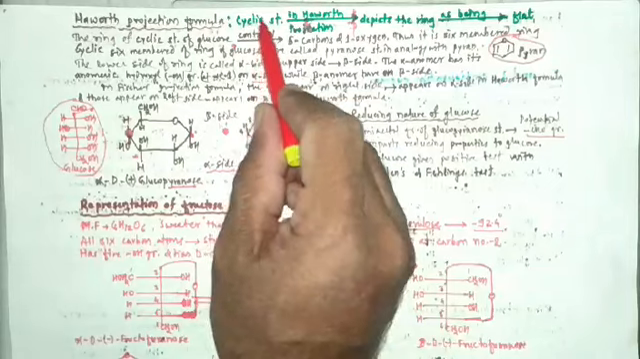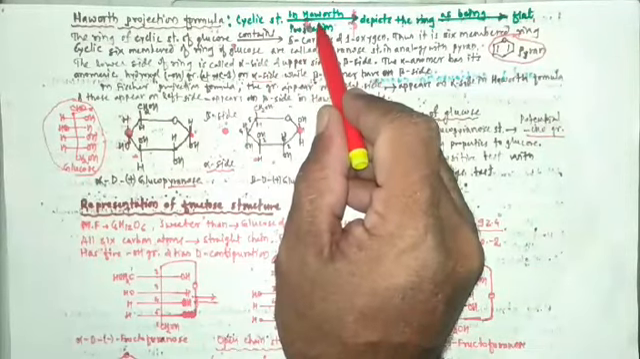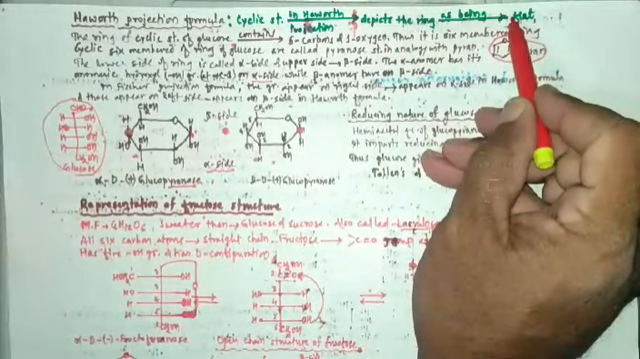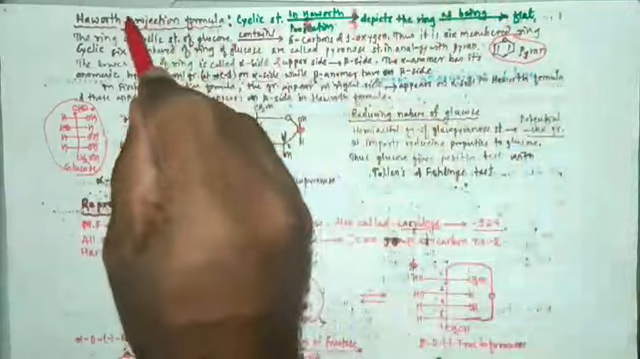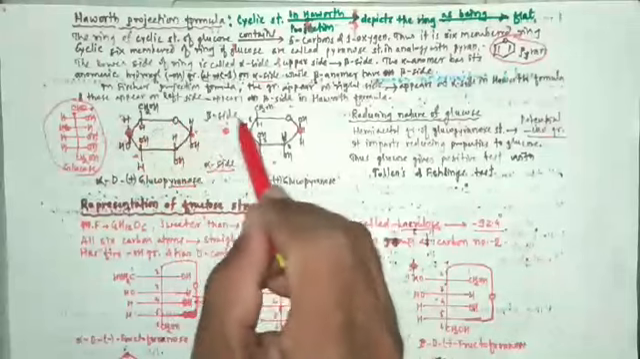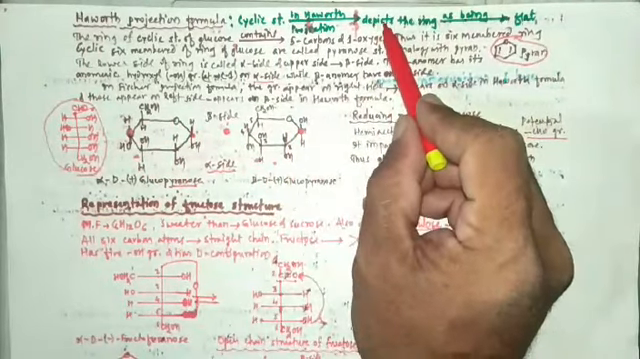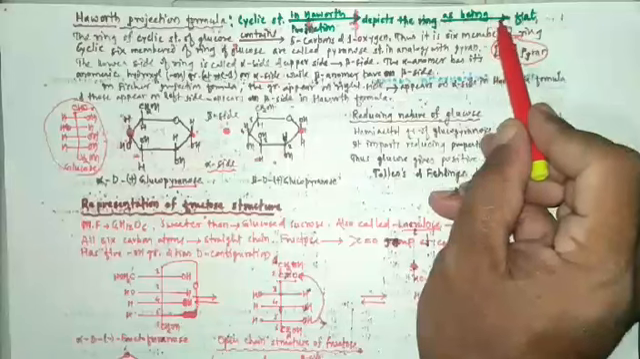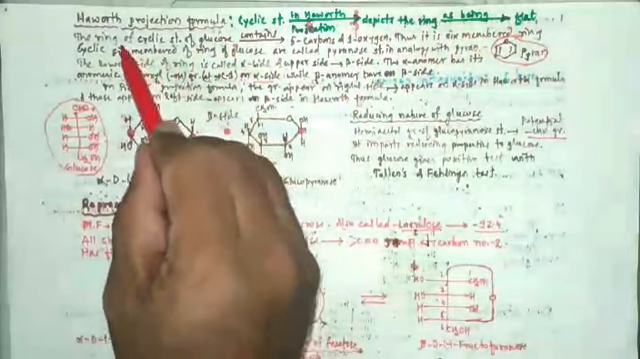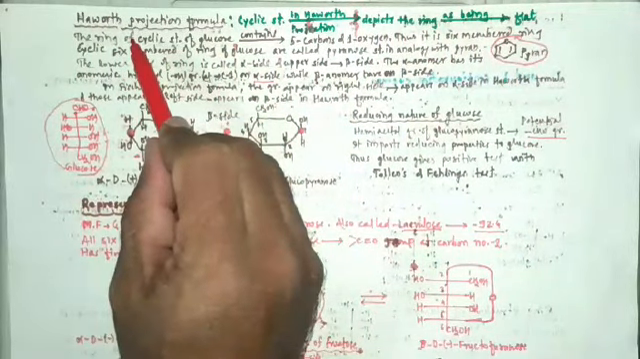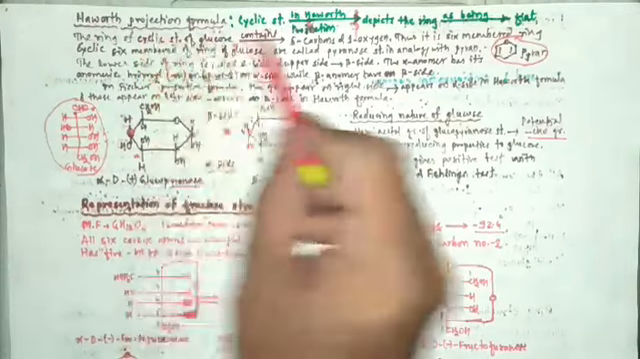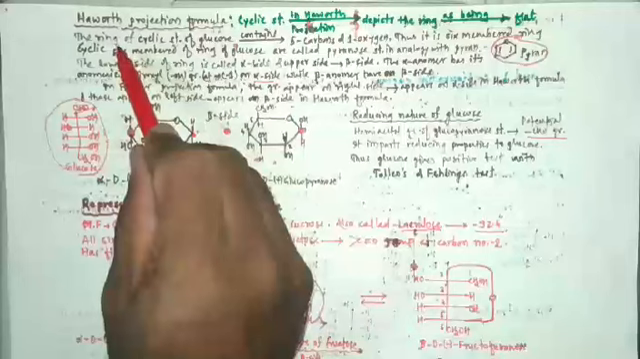So, the cyclic structure in the Haworth projection formula depicts the ring as being flat.